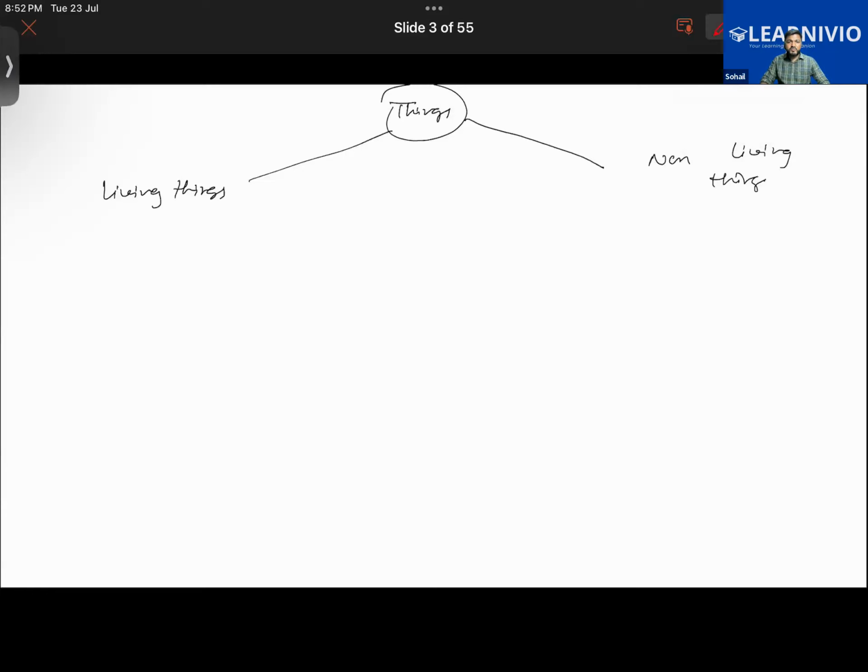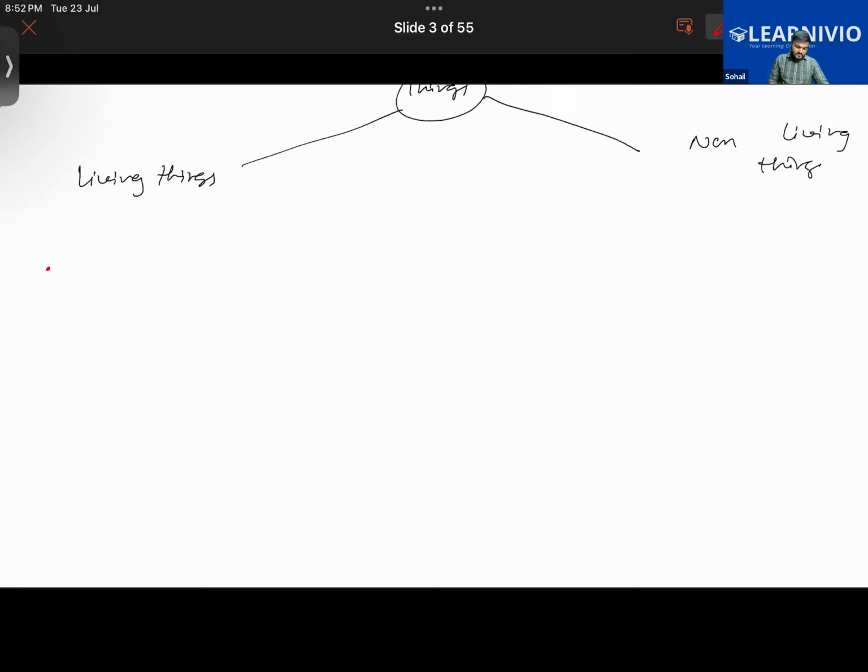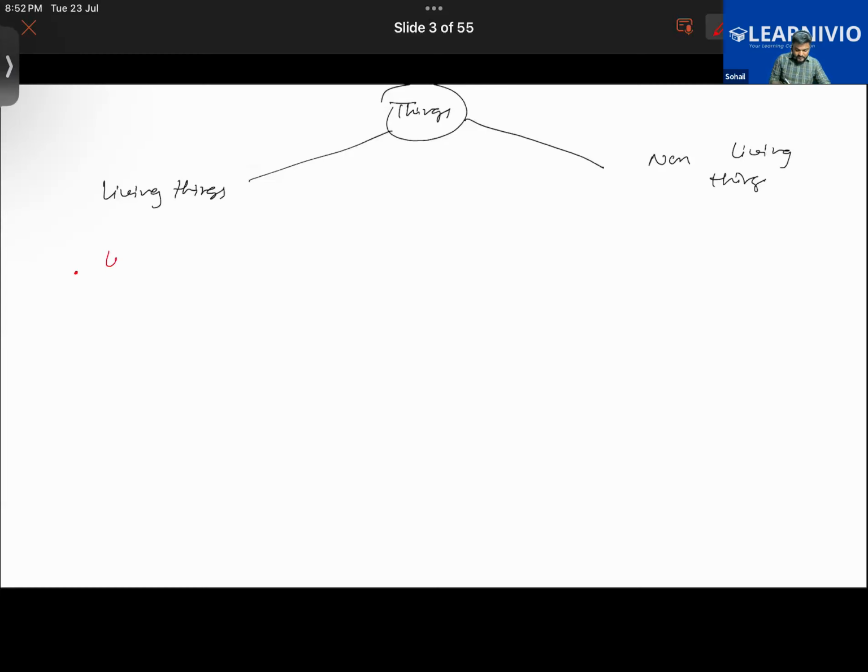So living things would be showing the following characteristics: they would be growing, they would be breathing. Living things need food, they need water, right? Most importantly, living things would be reproducing. They would be giving birth to the similar kind, right? So those are the characteristics of living things.